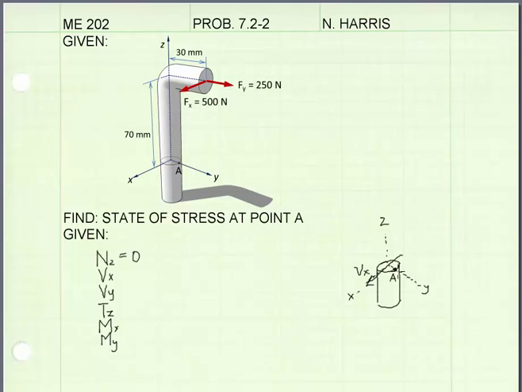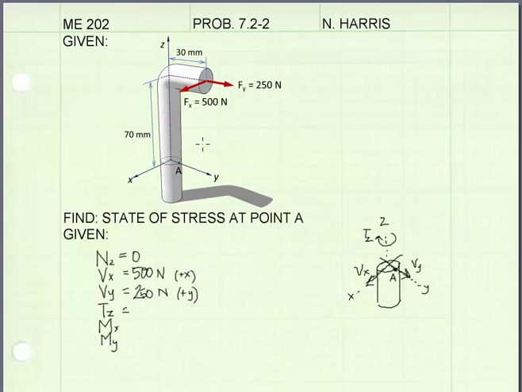Now, looking at the shear force in the X direction on that surface, our force in the X direction of 500 newtons will be transferred down to that surface, and it will show up as a shear force. So V sub X is going to be equal to 500 newtons, acting in the positive X direction. There's also going to be a shear force acting in the Y direction from the 250 Newton load. That's going to be a 250 Newton force transferred to the cross-section, in the positive Y direction.